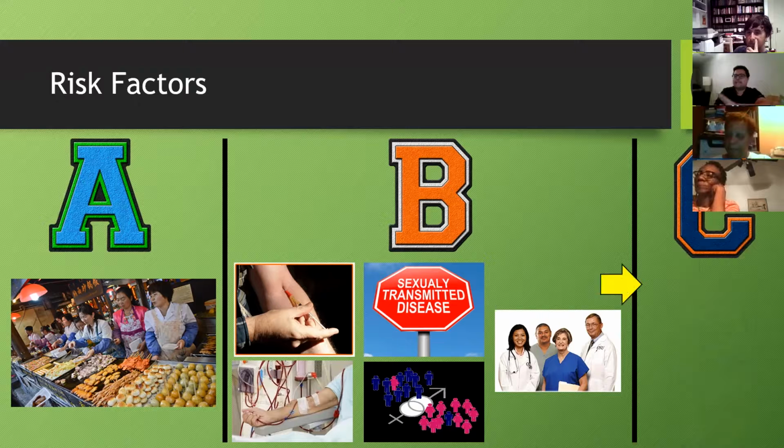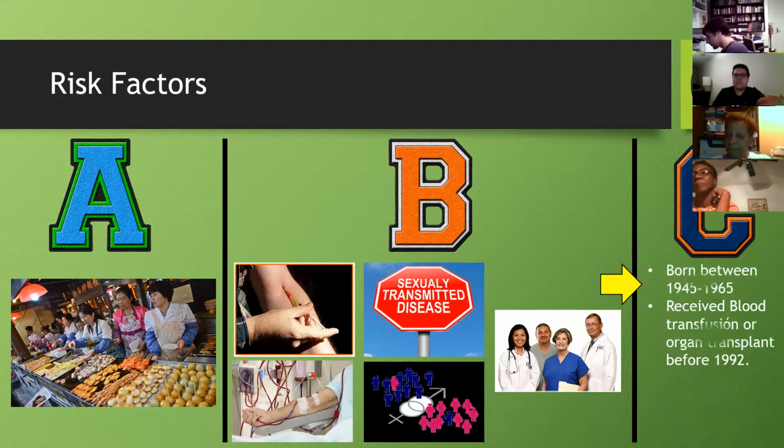In the case of Hep C, they share a lot of risk factors with Hep B. Hep C might also be sexually transmitted, but it's not that common, because Hep B can be transmitted by exchange of blood and some other fluids. In the case of Hep C, it's mostly by blood.